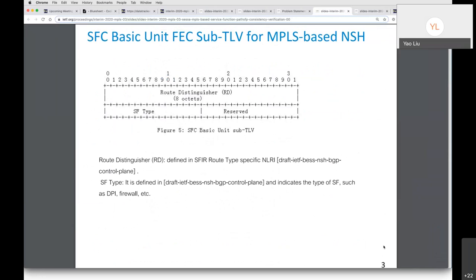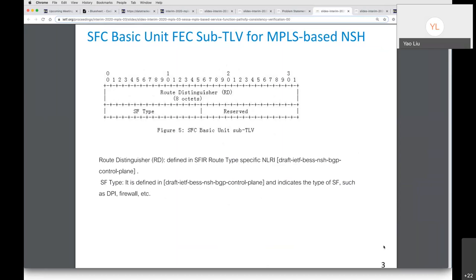For the MPLS NSH, we define the new FEC sub-TLV. Unlike standard MPLS forwarding, which is based on a single label, in RFC 8595, packet forwarding is based on the basic unit of MPLS label for SFC. So the new FEC sub-TLV can be used to carry the corresponding FEC of the basic unit. And the RD and SF type fields are defined in the BGP control plane draft for NSH, while the MPLS-based SFC is also included.